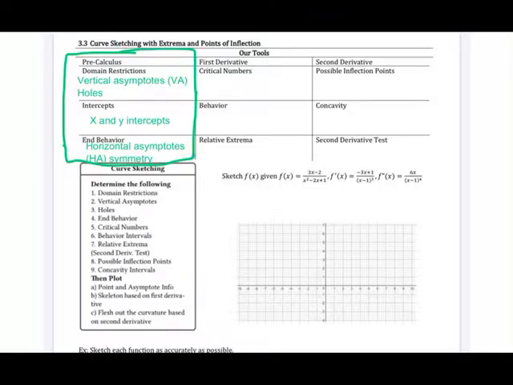But now we can add to the tools that we have. We can add to the things that we knew how to do in pre-calc and some in Algebra 2 by identifying our critical numbers so that we can determine behavior, where the function is increasing or decreasing, where we have relative extrema, where that derivative is changing signs, changing from positive to negative for a relative max or from negative to positive for a relative min.